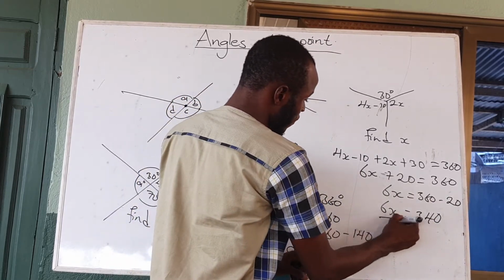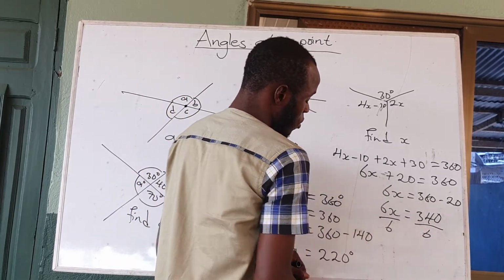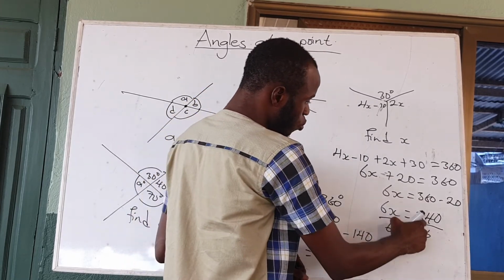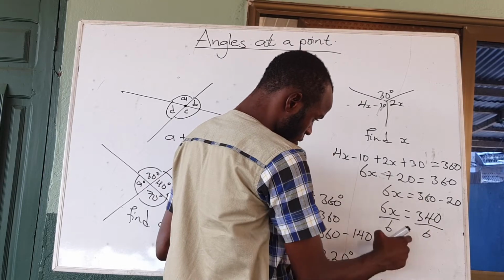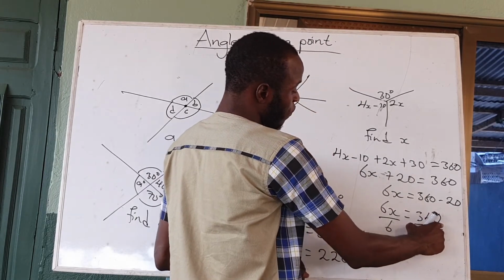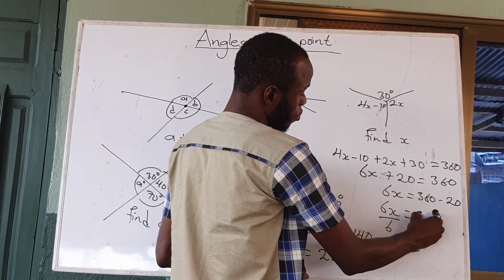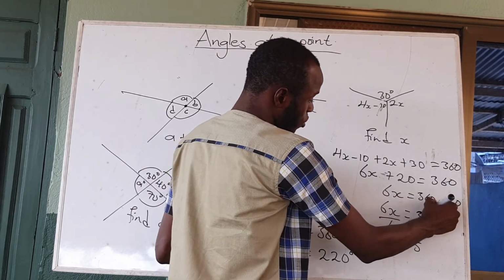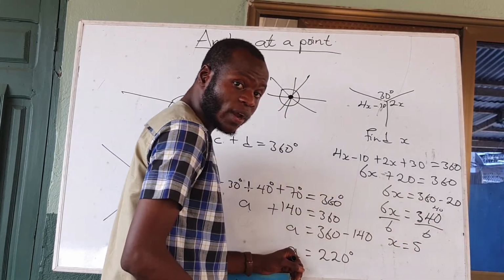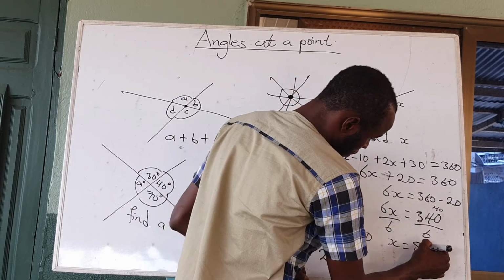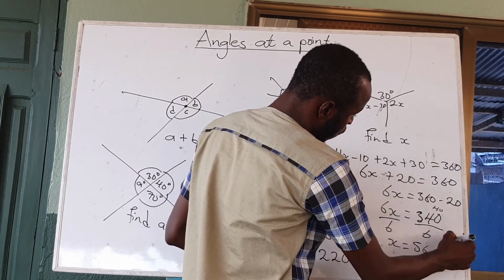Okay, so now we divide both sides by 6. So x will be equal to, now 6 will go into 34 how many times? 5 times, right? So 5, remainder 4. We add the 0 to the 4, so we have 40. All right, so 6 will go into 40 6 times. Okay, so we have 6, remainder 4.